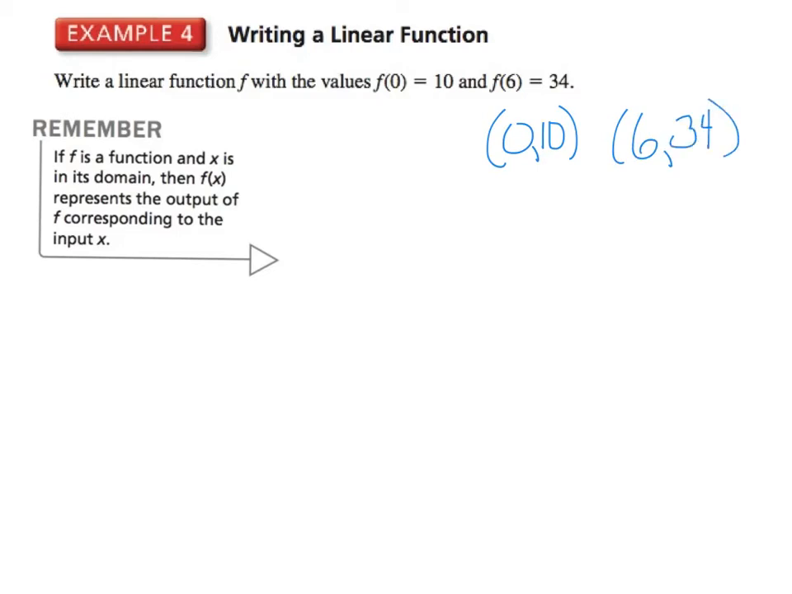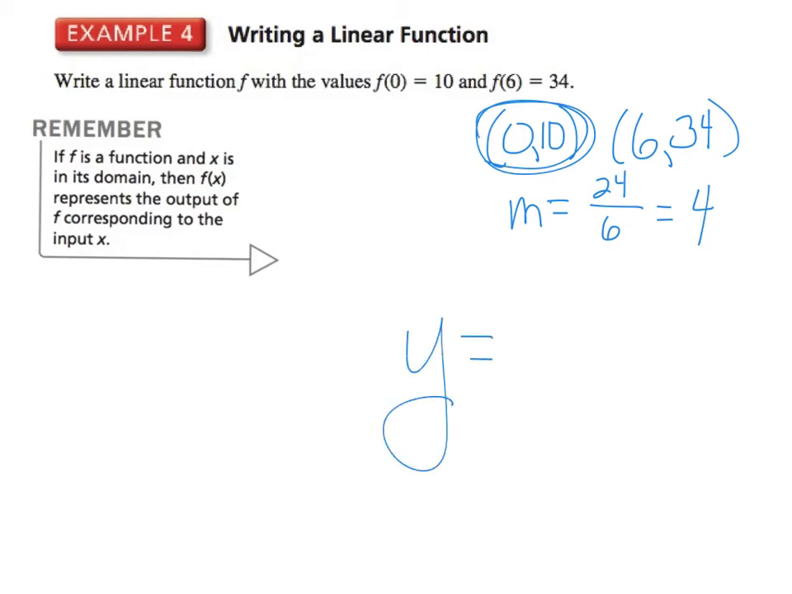So I can find the slope. The slope, change in y, 34 minus 10 is 24. Change in x, 6 minus 0 is 6. Therefore, my slope is 4. So I know here, (0, 10), that means that's my y-intercept. My equation would be y equals 4x plus 10.